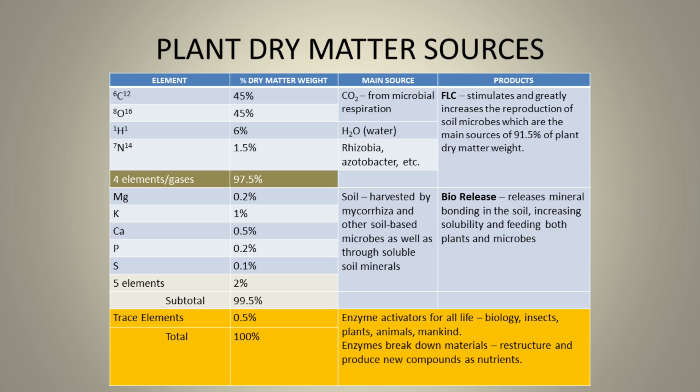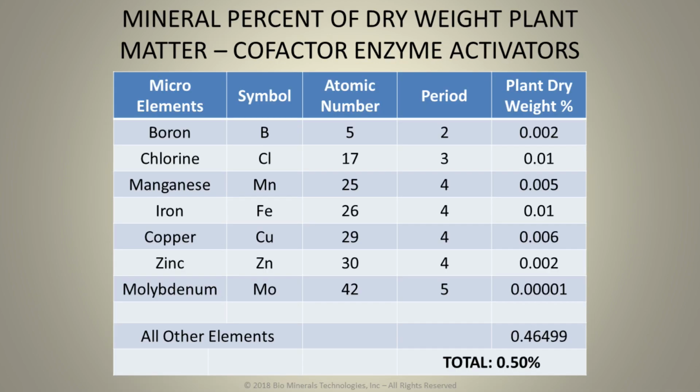They will take atmospheric nitrogen and fix it for the plant. These atmospheric elements make up 97.5% of our plant's dry matter weight. Our soil elements, magnesium, potassium, calcium, phosphate, and sulfur, make up approximately 2%. And so we have 9 elements that make up 99.5% of our plant's total dry matter weight. The other 0.5% of our plant's dry matter weight are trace elements.